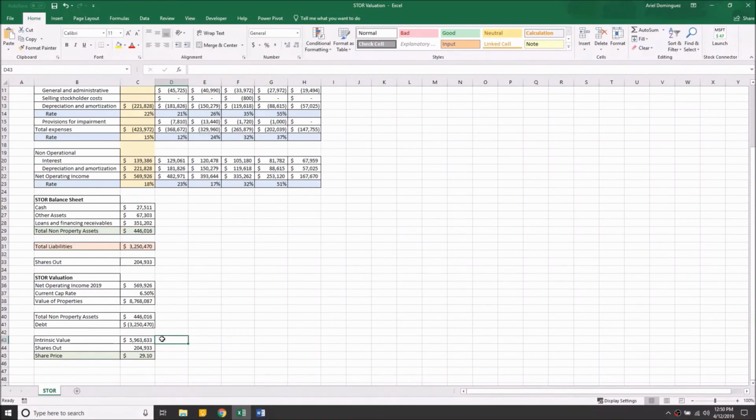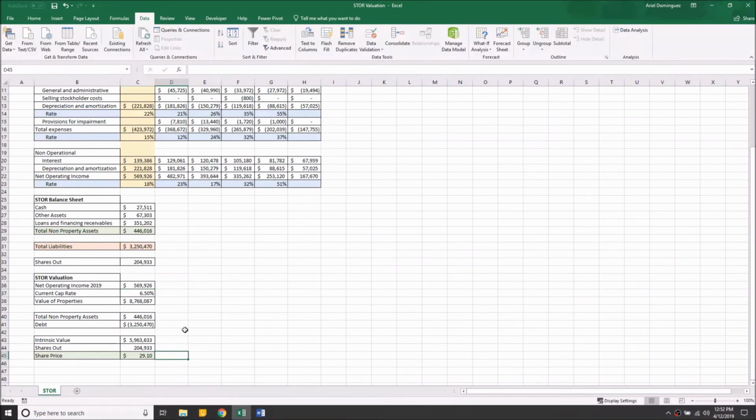So we reach an intrinsic value of about 5.9 million, well actually billion, because these numbers are in thousands, and a per share price of around $29.10. Now, it's important to understand that this valuation is primarily based off the current cap rate and the current cap rate conditions. If you feel that this cap rate is a little bit too high or too low for the industry that the REIT is in, you can change this cap rate to get a better intrinsic value depending on what you believe the current cap rate is.